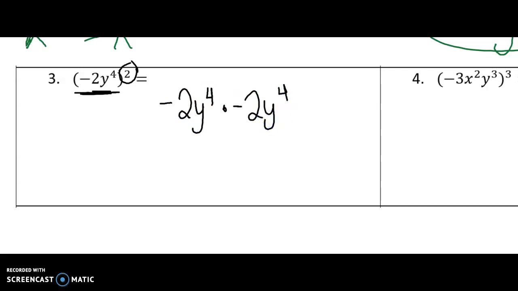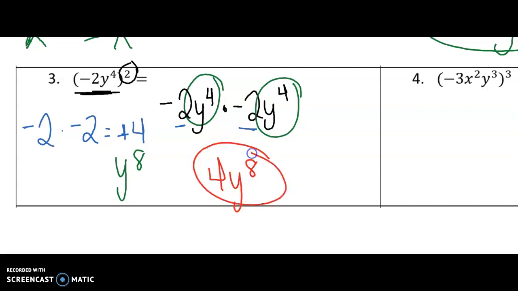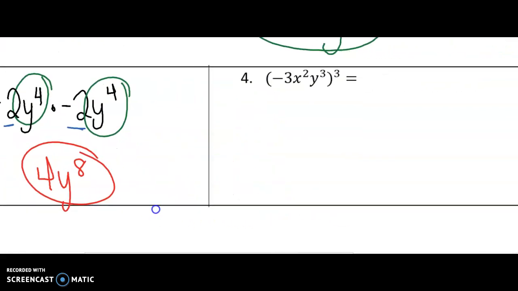So we're going to multiply negative 2 times negative 2. So I did negative 2 times negative 2 over here, which gives me positive 4. Now I have to combine my y. Y to the 4th and y to the 4th. That's going to give me y to the 8th. So my final answer here is 4y to the 8th. And be careful with your negatives because a negative times a negative is a positive. So let's go ahead and try number 4.